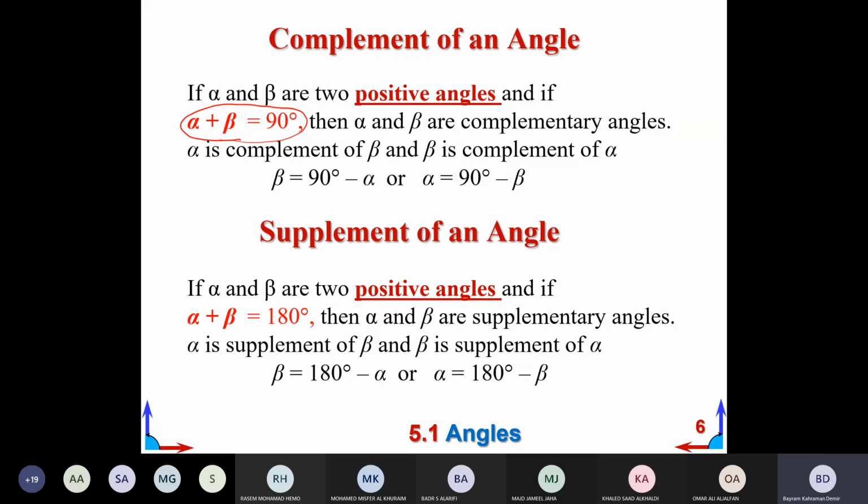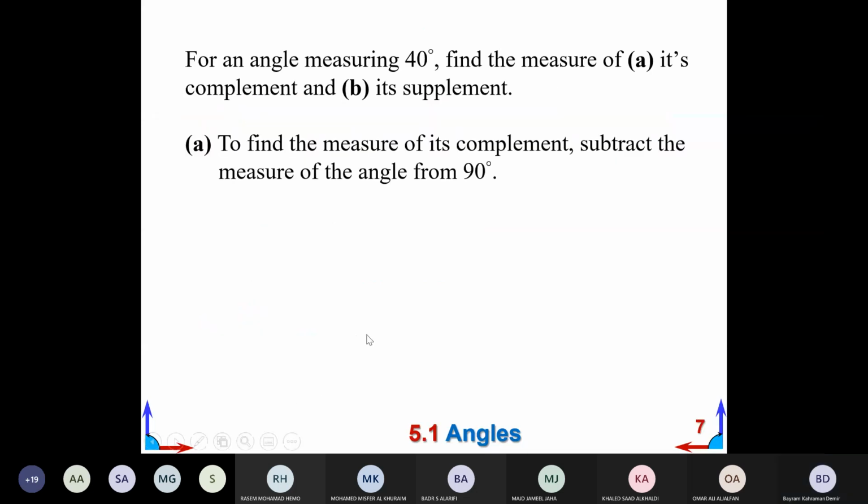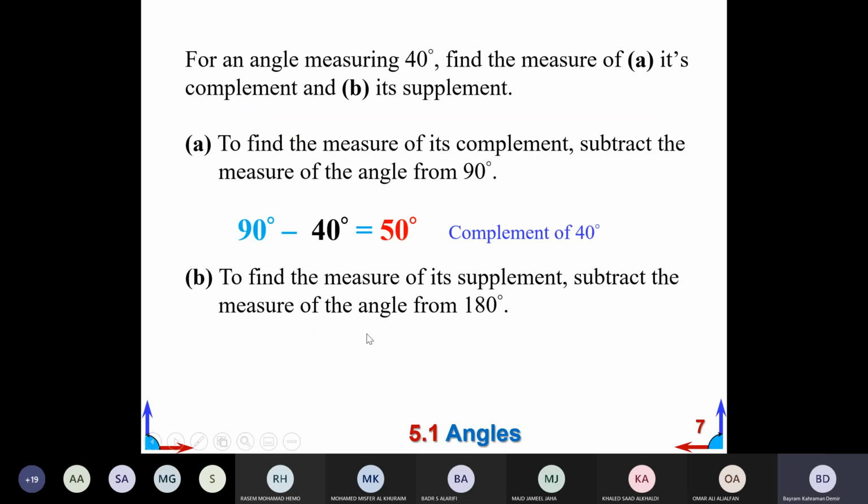And for the supplement of an angle, we have the same idea. If the sum is 180, we call them supplementary angles. For example, 20 and 160. So 20 is the supplement of 160, or 160 is the supplement of 20. These are just names for these angles. They are positive, of course. We are not using negative angles for these complement and supplement issues. There are some examples, as I told you, of complement and supplement of angles.